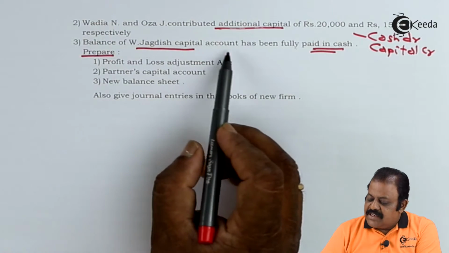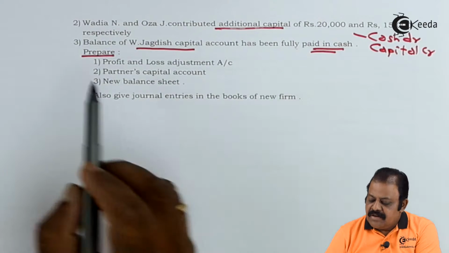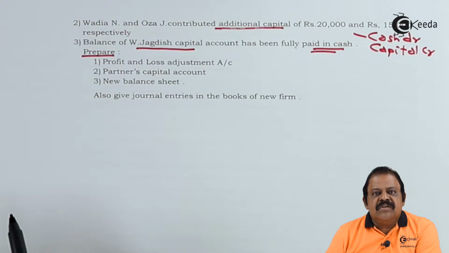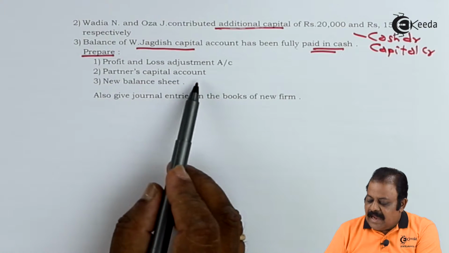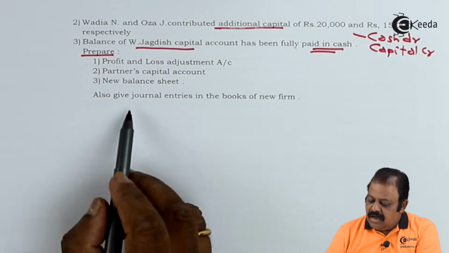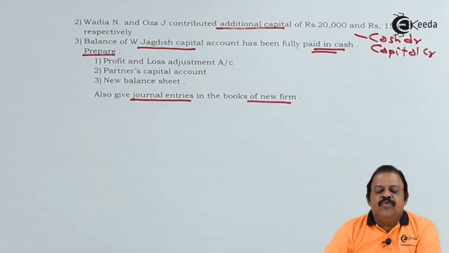Balance of Jagdish's capital account has been fully paid in cash. Prepare profit and loss adjustment account, partners' capital accounts, new balance sheet. Also give journal entries in the books of the new firm.